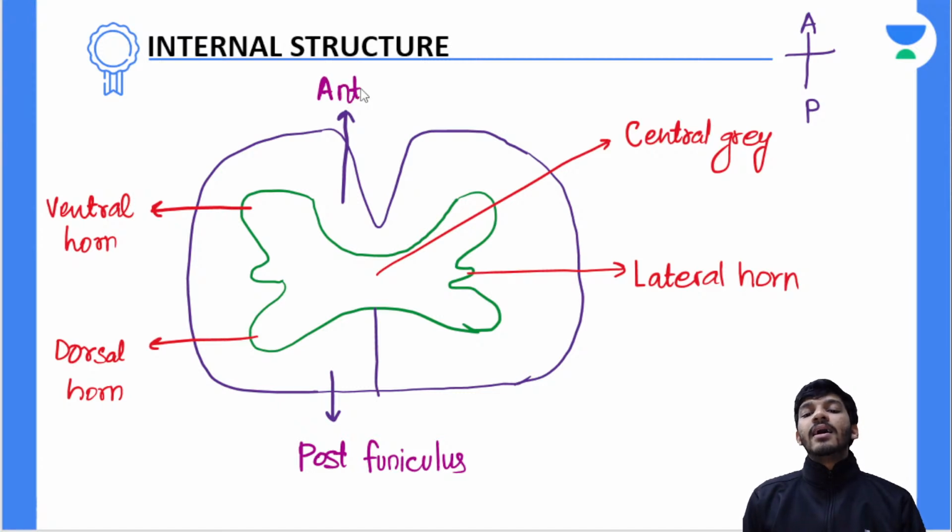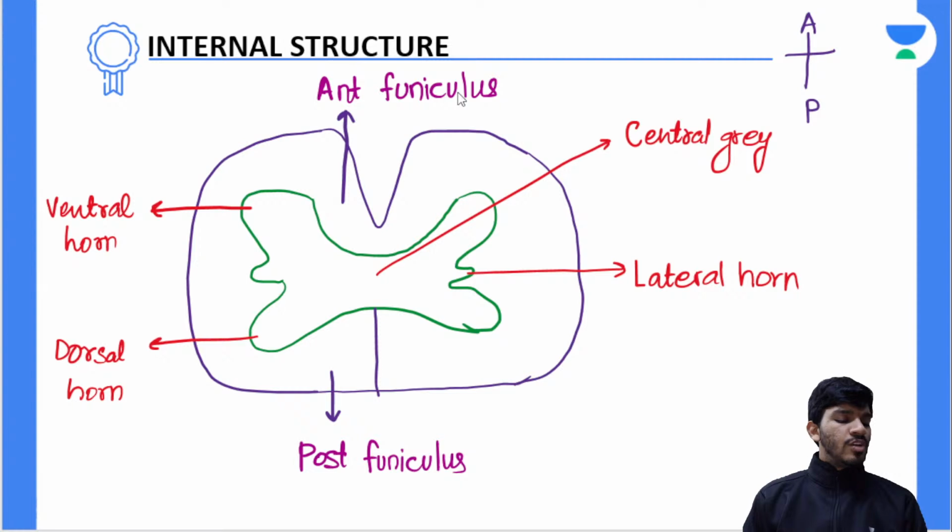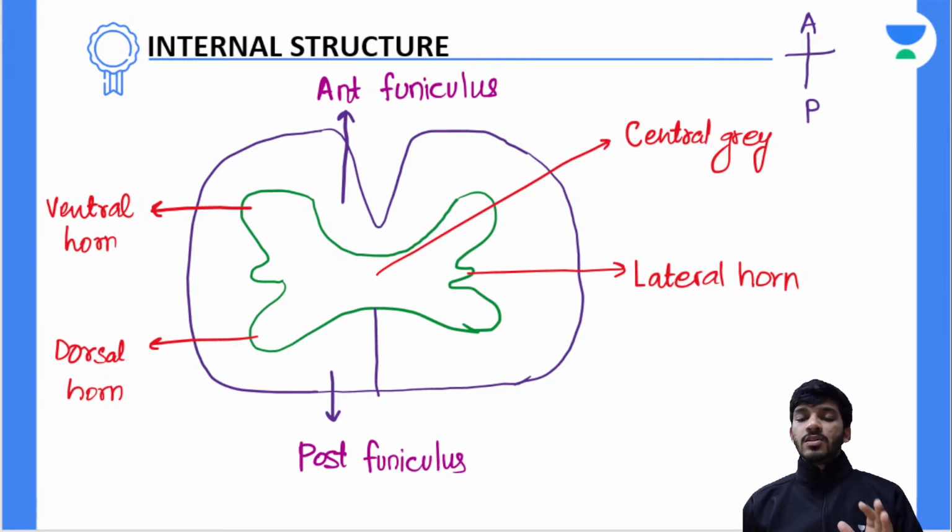So you will write that the funiculus is a column of white matter. Please understand the structural arrangement so far. What is funiculus? What are the columns? So anterior funiculus and posterior funiculus. The white matter between the anterior gray column and the anterior median fissure is called the anterior funiculus. So the anterior funiculus of both sides communicate with each other.